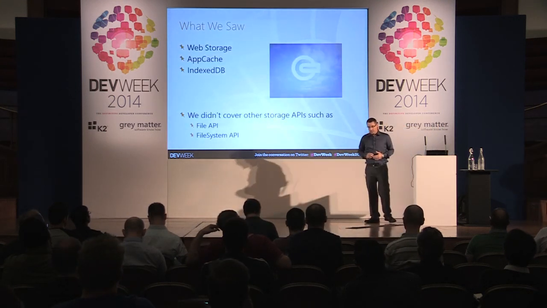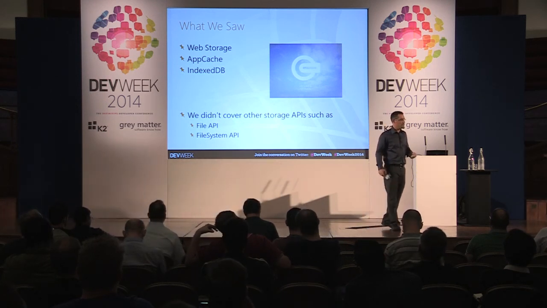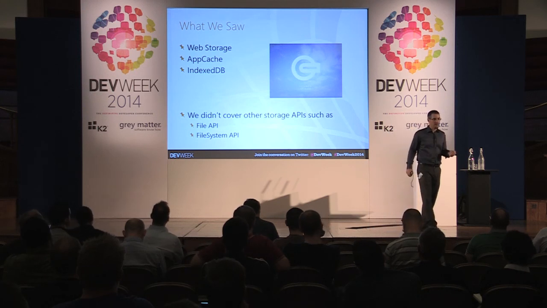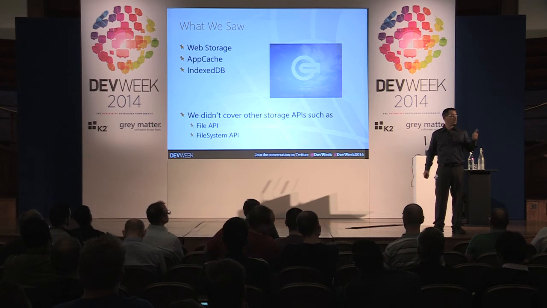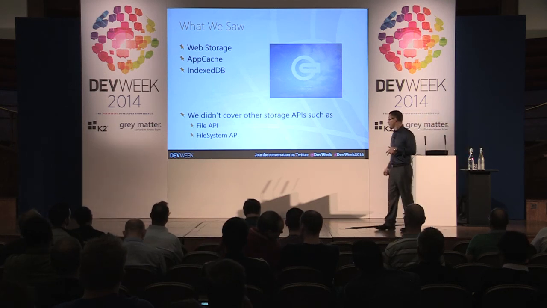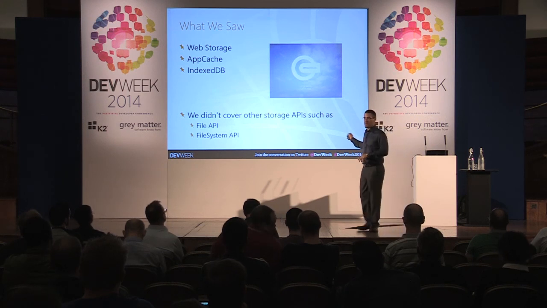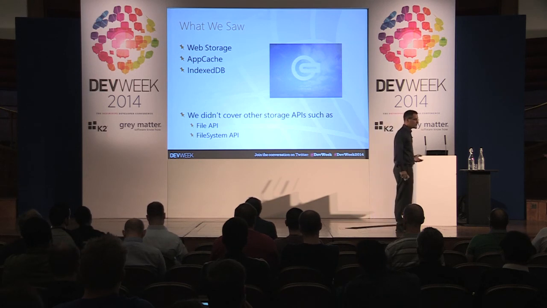We saw here three options, three APIs in HTML5 that enable you to store data in the client side, or to take your application offline. These APIs are web storage, IndexedDB, and offline web application. I didn't show you the File API and File System API, which are two other storage options that you can use.